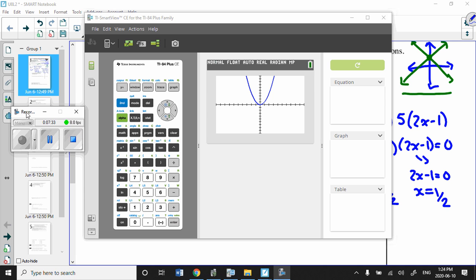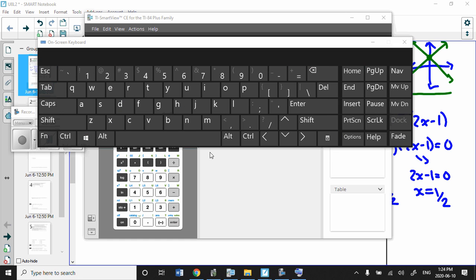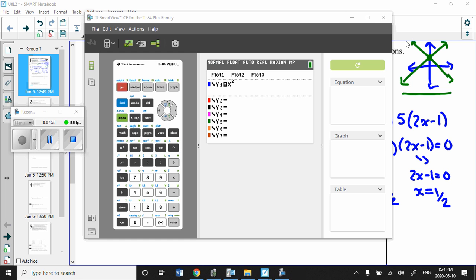To solve the system graphically, I am going to, in my y equals line, just make sure, oh, I am still writing. That's why it's not working. Oops. Okay, I am ready to go here now.